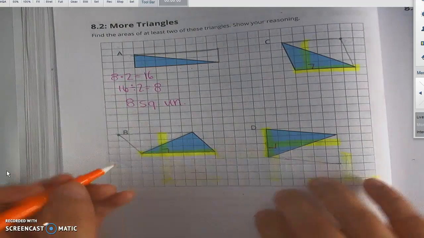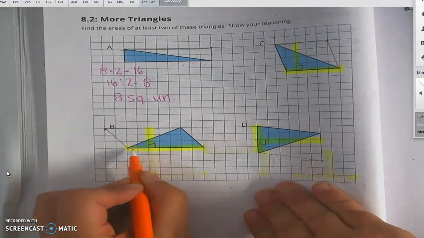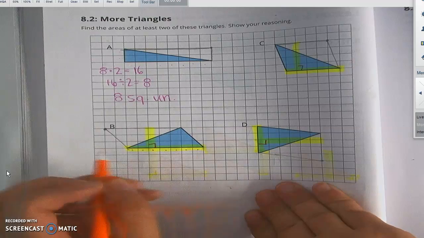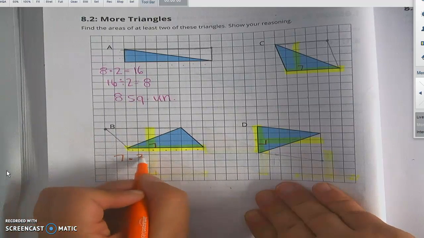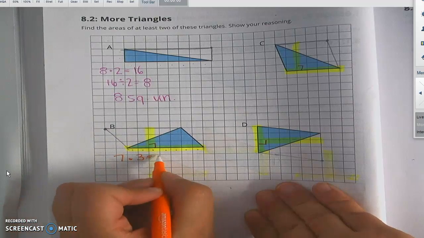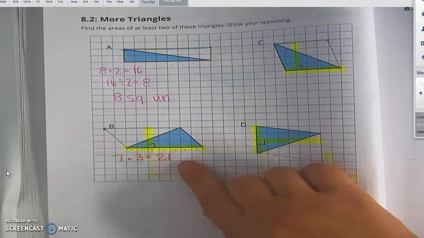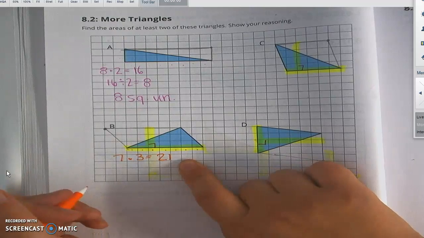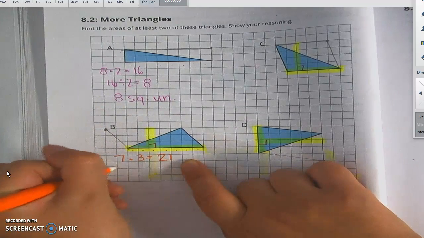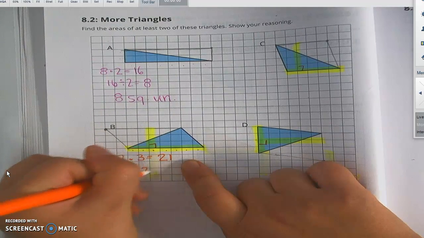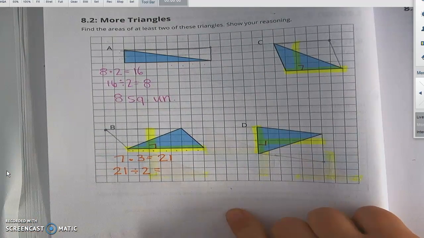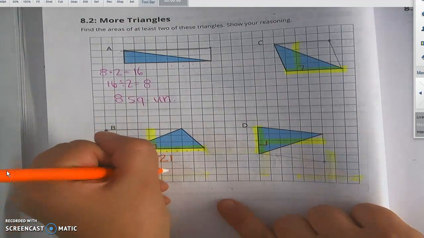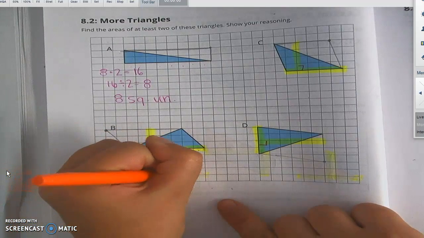So for B, my base was 1, 2, 3, 4, 5, 6, 7. And my height was 1, 2, 3. So the area of the whole parallelogram is 21 square units, but I just want this half. So 21 divided by 2. Well, 20 divided by 2 would give me 10. And then that extra 1 divided by 2 would give me a 0.5. So 10.5 square units.